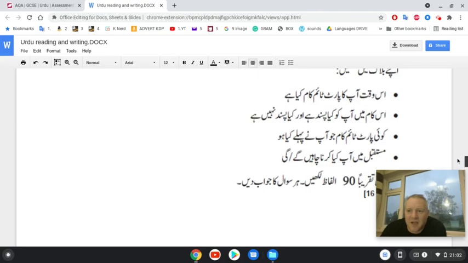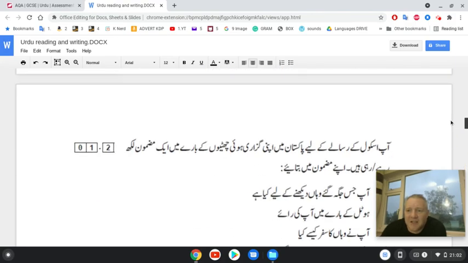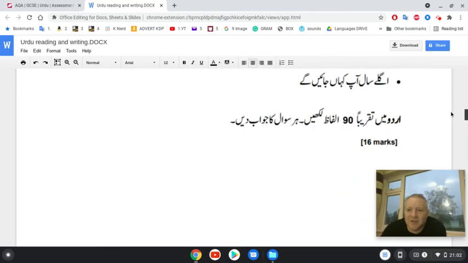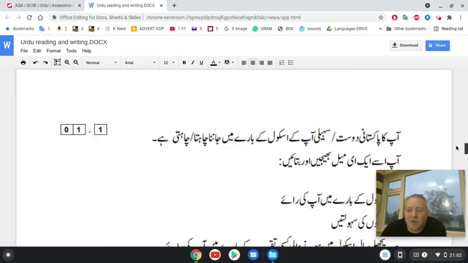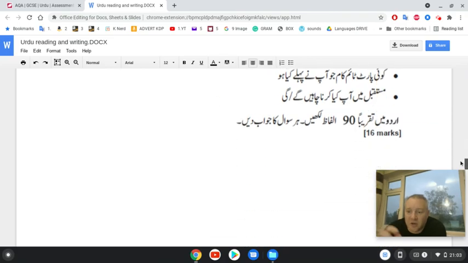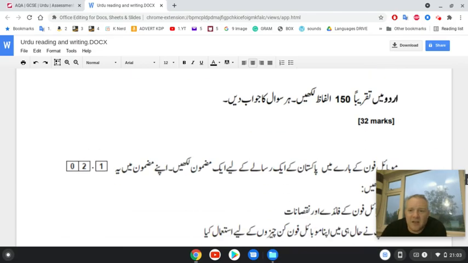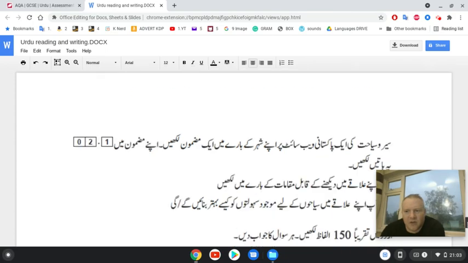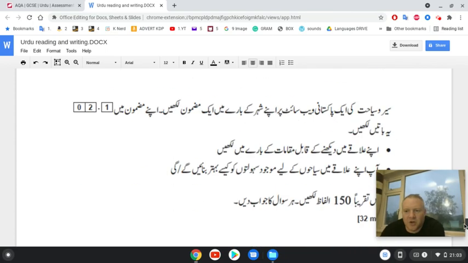So that's an overview there. You can see it definitely gets harder as it goes through. You get some nice, easy ones. So have a look through, because you won't be doing all of these. You'll be just doing certain ones. You choose which 32 marks you're going to do. If I remember rightly, you do one that's 150 words. I'm pretty sure that's right. You just choose one of those big ones to do.